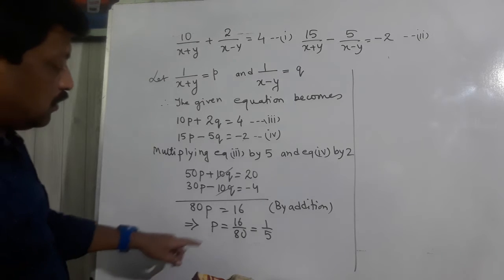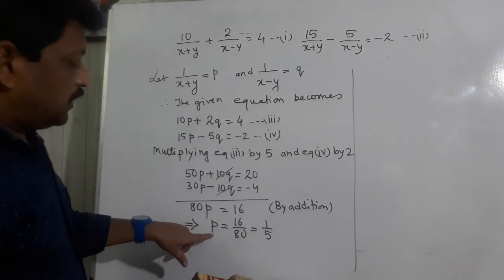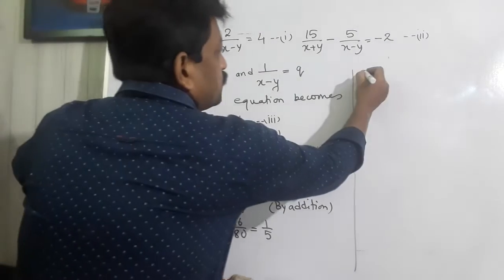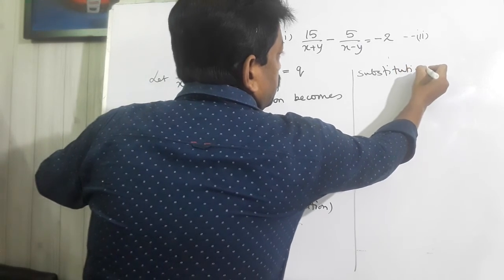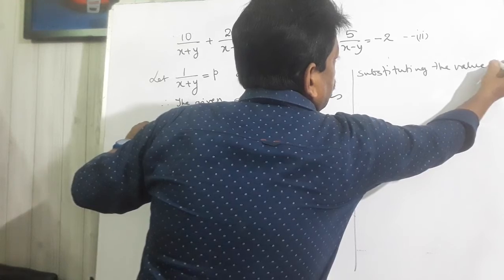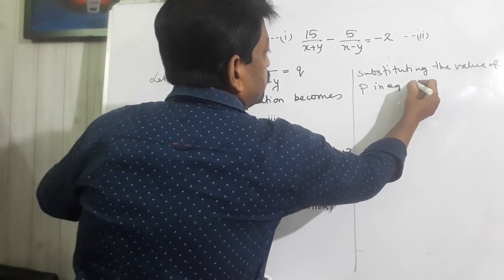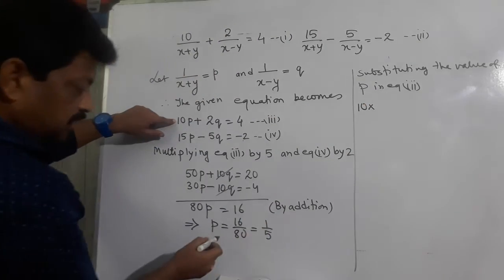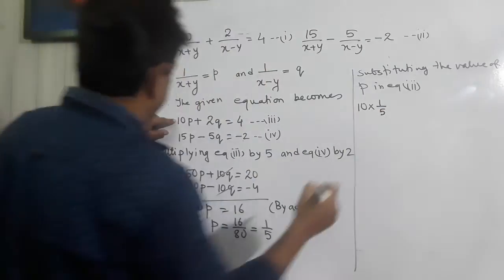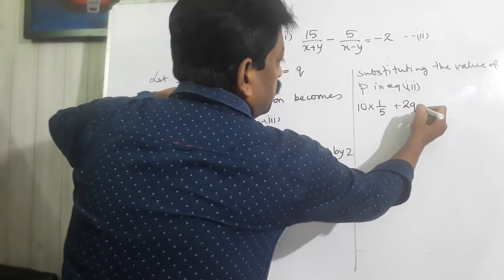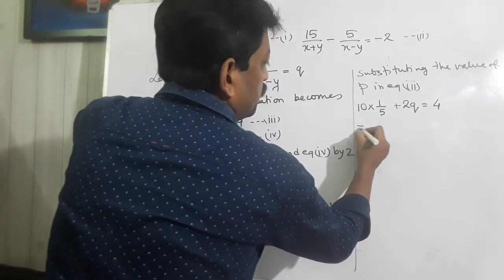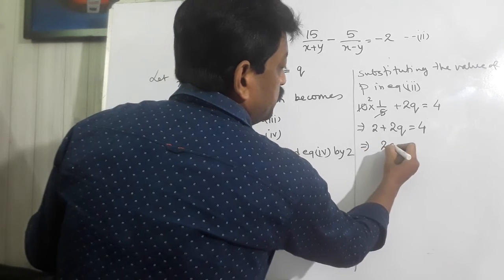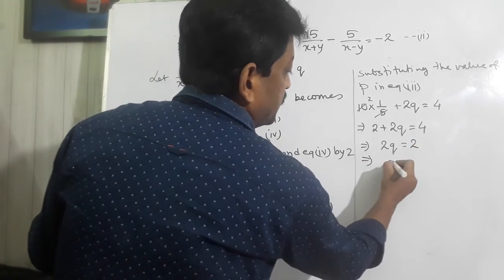Now let me replace the value of p in any one of the equations. Let me replace the value of p here, in equation number 3. So substituting the value of p in equation 3. Equation 3 is 10p plus 2q equals 4. What is p? p is 1 upon 5. So 10 multiplied by 1 upon 5 plus 2q, q is not known so it will remain as it is, equals 4. So this will be 2. So 2 plus 2q is equal to 4, or 2q equals 4 minus 2, which is 2, or we can say that q is equal to 1.